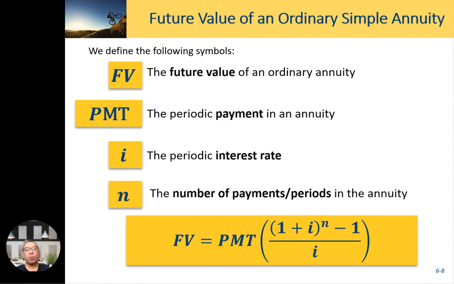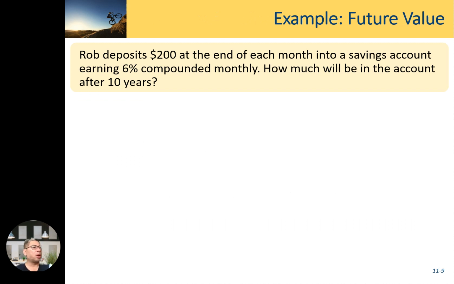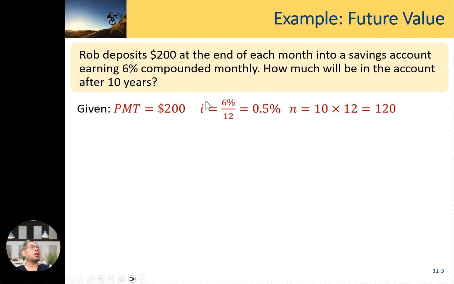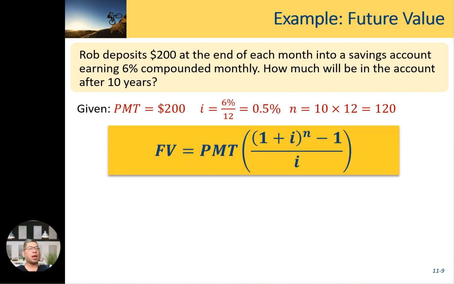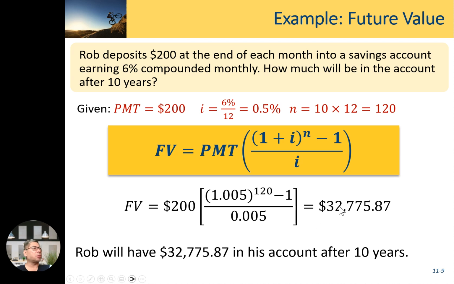Okay, we're going to look at the example here. Rob deposits $200 at the end of each month into a savings account earning 6% compounded monthly. How much will the amount be after 10 years? So you have PMT of $200 here, i is 6% divided by 12 months, which is 0.5%, and n will be 10 times 12, which is 120. When you plug the numbers into the formula, you get $32,775.87. So Rob will have about $32,777 after 10 years.